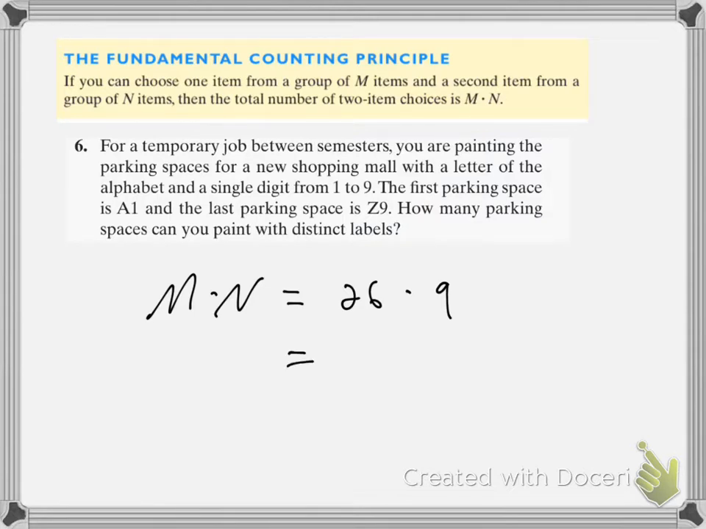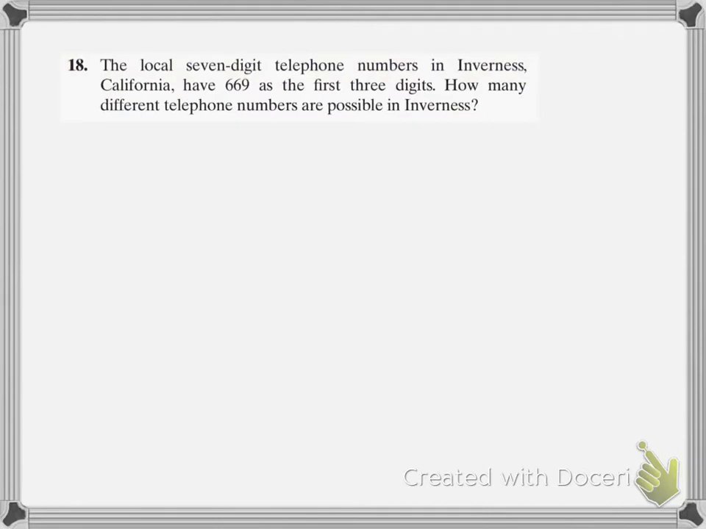26 times 9 is 180 plus 54, which is 234. Pretty simple problem. Okay, let's try this one now. The local 7-digit telephone numbers in Inverness, California, have 669 as the first three digits. So that's your 669. How many different telephone numbers are possible in Inverness?